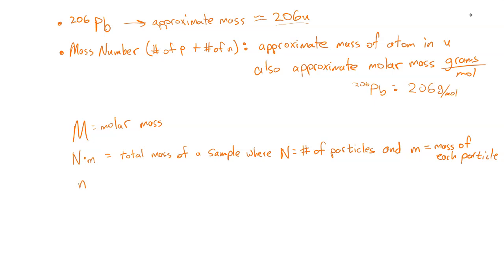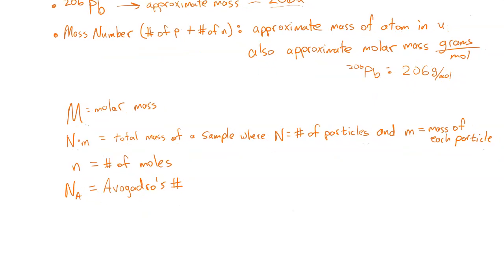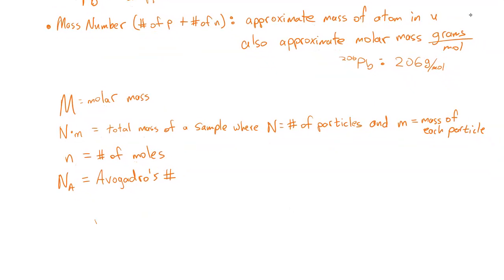Little n is the number of moles. Avogadro's number is capital N subscript A. So we can relate these variables with a couple of equations. The first one is the number of moles that you have is just the number of particles that you have divided by how many particles there are in 1 mole.